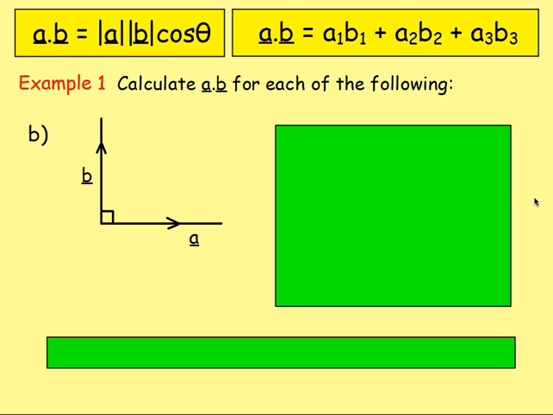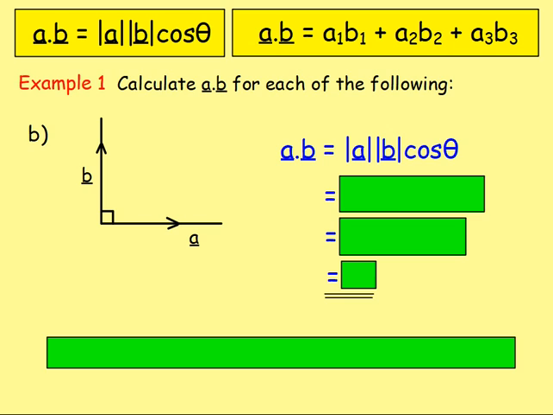Example B, we've got a and we've got b. We're wanting to work out a dot b. So once again, we are thinking a dot b equals the magnitude of a times the magnitude of b times cos theta. Working this out, we would take whatever the length of a was, take whatever the length of b is, and multiply that by cos theta. What is theta this time? Brilliant, it's going to be 90 degrees.